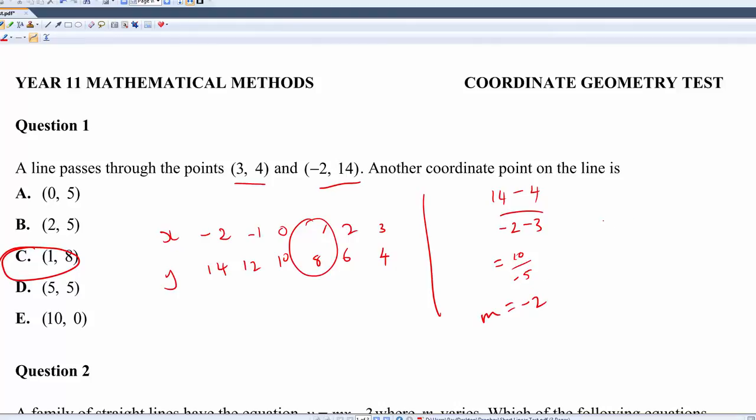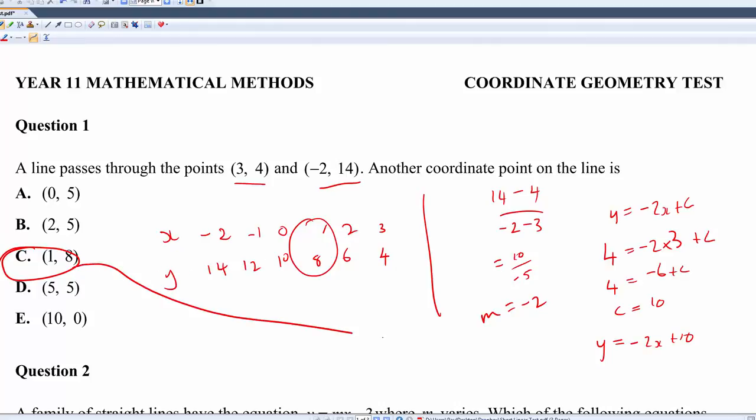Okay, now if I know that y = -2x + c, I'm just going to choose the easiest point and sub it in here. So I've got 4 = -2 × 3 + c, 4 = -6 + c, c = 10. So our equation is y = -2x + 10, and we know that this is the answer, but what you'd have to do this long way here is test out all of these points.